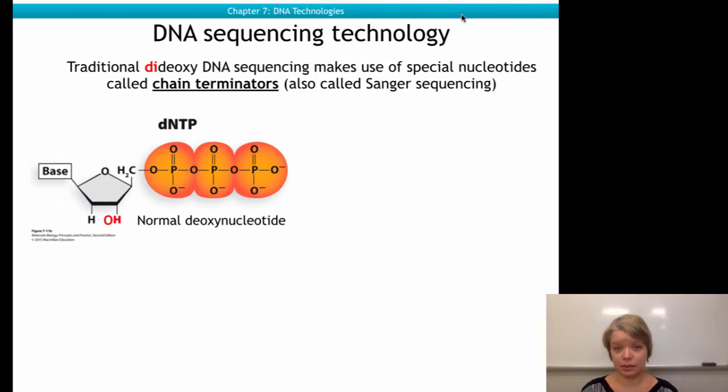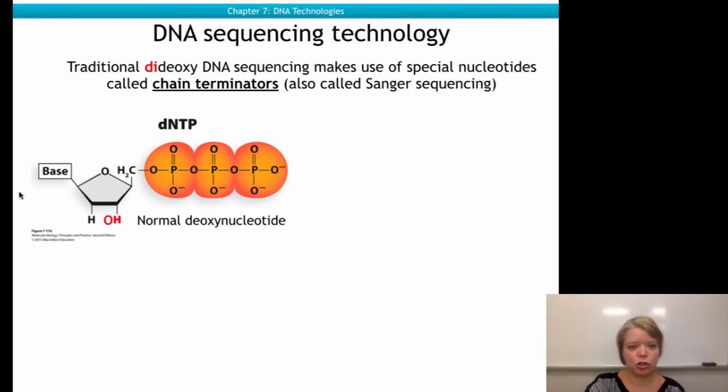So let's talk about DNA sequencing. DNA sequencing technology is a way to figure out the exact arrangement of nucleotides inside a DNA molecule, which is super important for understanding into what protein that DNA sequence can be translated. The traditional approach that's still used for standard sequencing reactions is dideoxy-DNA sequencing. It's also called Sanger sequencing, and it uses nucleotide chain terminators.